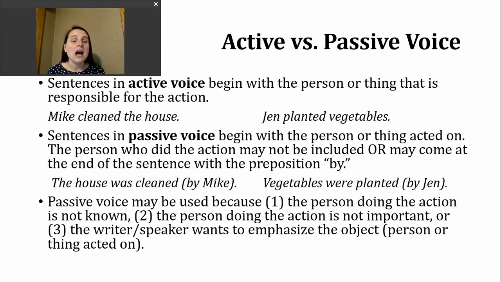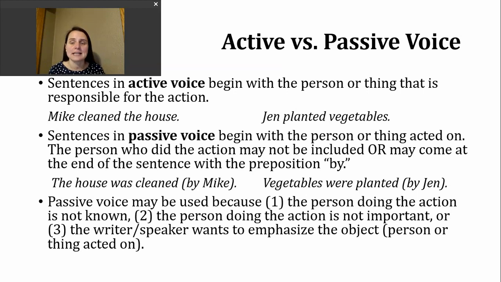Today, we're going to look again at the differences between active and passive voice. And I thought it might be helpful to revisit some of the notes we talked about earlier this week. So you'll remember in active voice, we start the sentence with the person or the thing that is responsible for the action. So that might be the person doing the action or the thing that's doing the action.